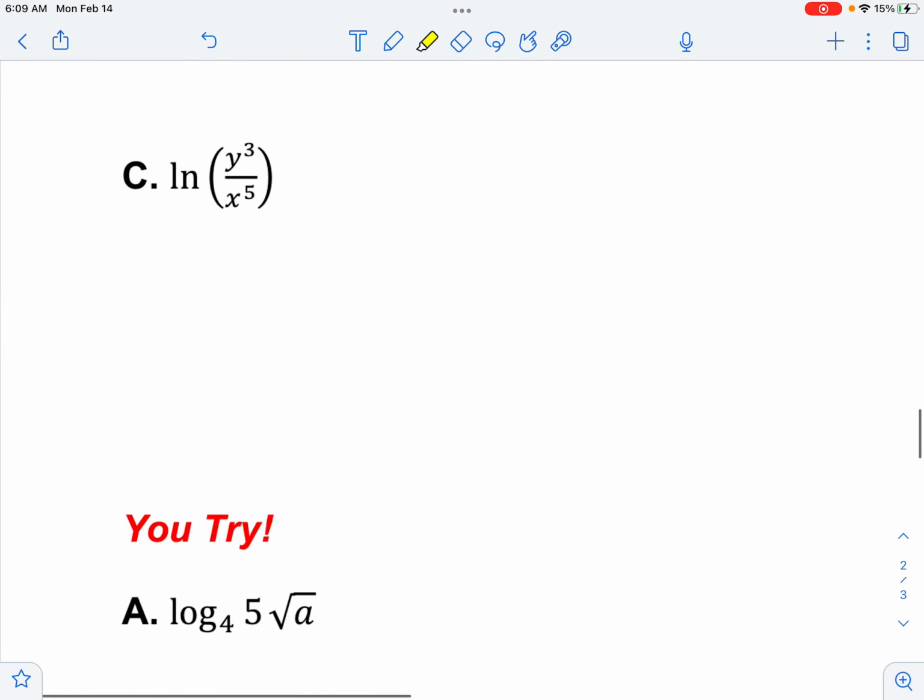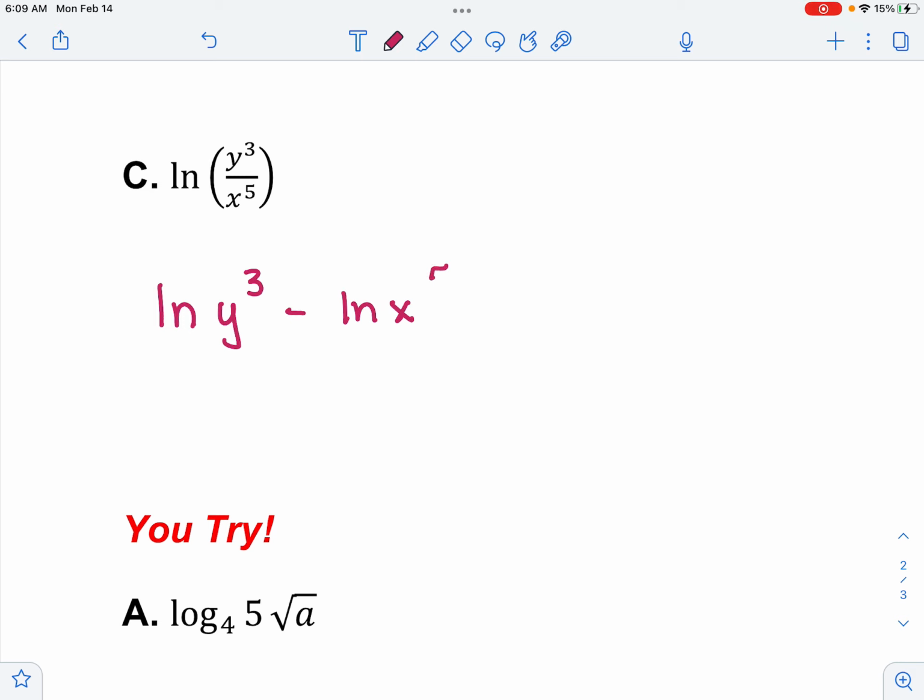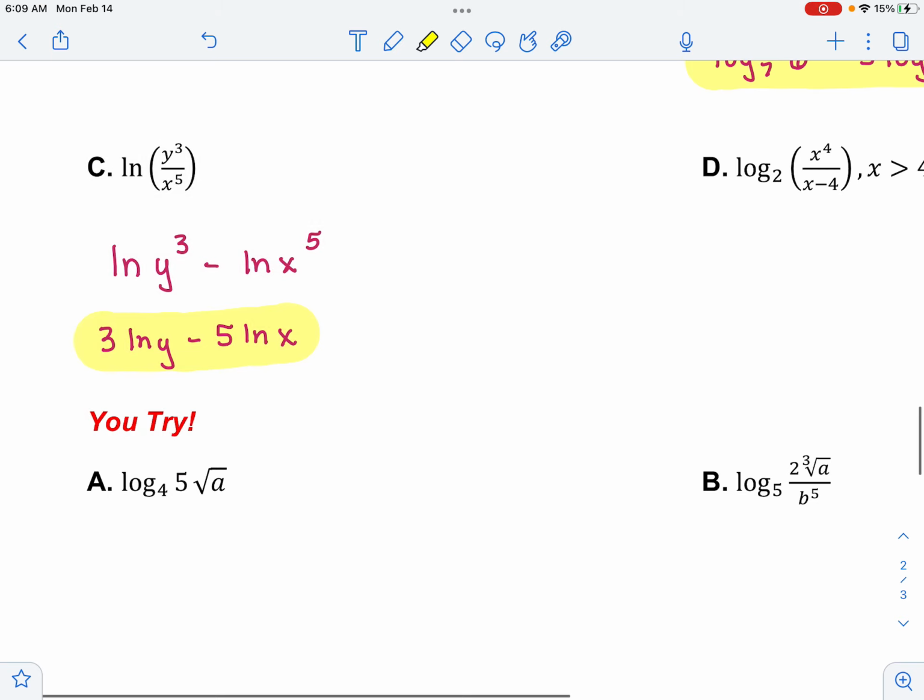Okay. And then the next one, you've got y to the third on top and x to the fifth on bottom. Those are separated by division, so we can pull these apart. We want to keep it with the same base. I'm going to put ln of y to the third minus ln of x to the fifth. The 3 comes out in front of the y, and the 5 comes in front of ln of x. Okay, so you want to make sure you put those exponents in front of the appropriate log.